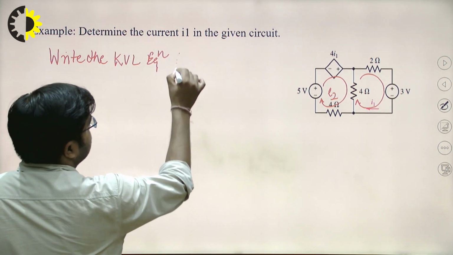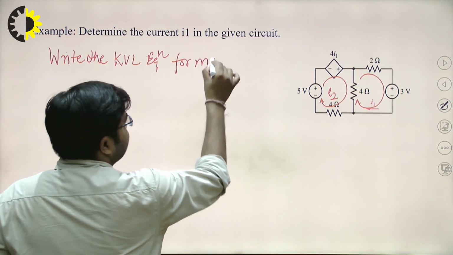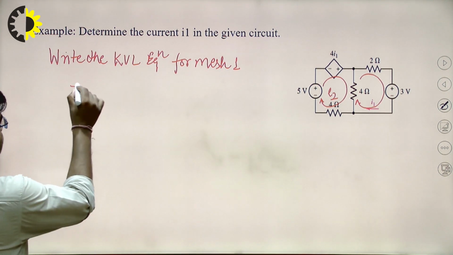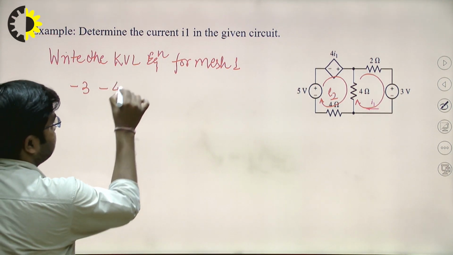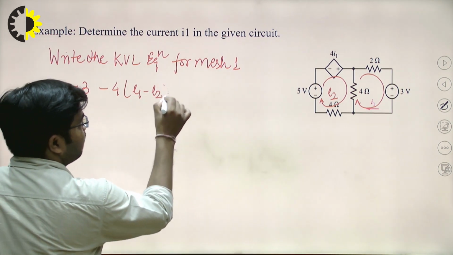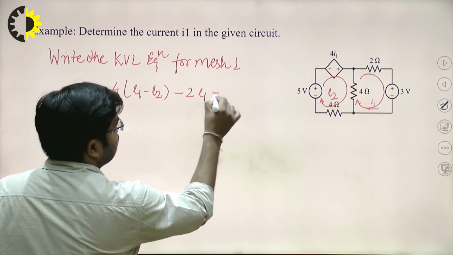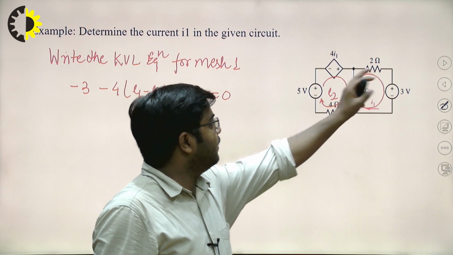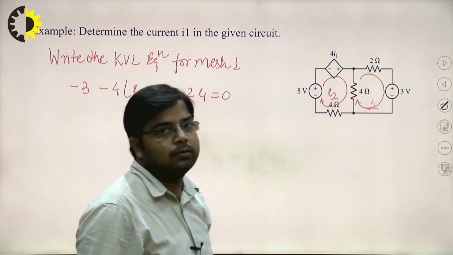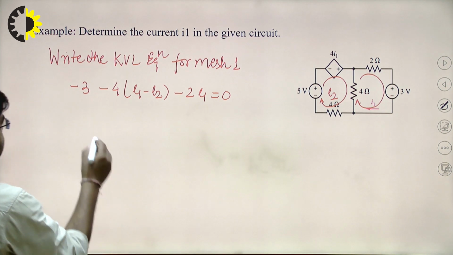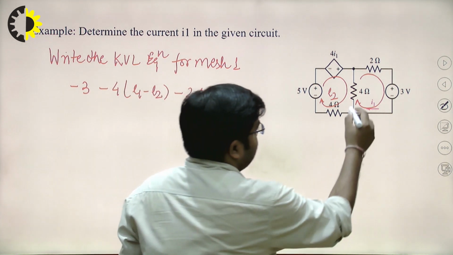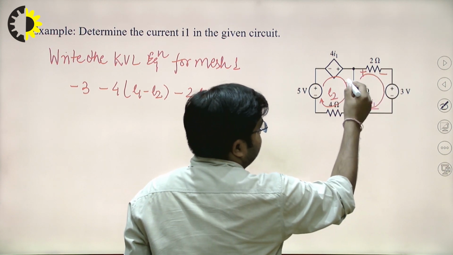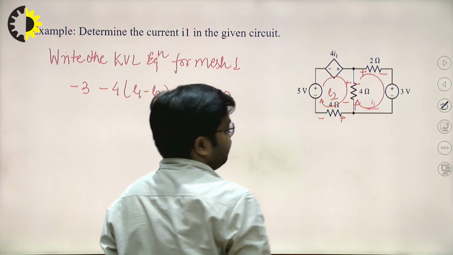Write the KVL equation for mesh 1. So you can write minus 3 minus 4(I1 minus I2) minus 2 I1, that is equal to 0. So this 4(I1 minus I2) is the voltage drop across this 4 ohm resistance, and this 2 into I1 is the voltage drop across this 2 ohm resistance. Okay, and the sign will be like this, plus minus and plus minus. And for this I2 current, plus minus will be here and plus minus will be here.